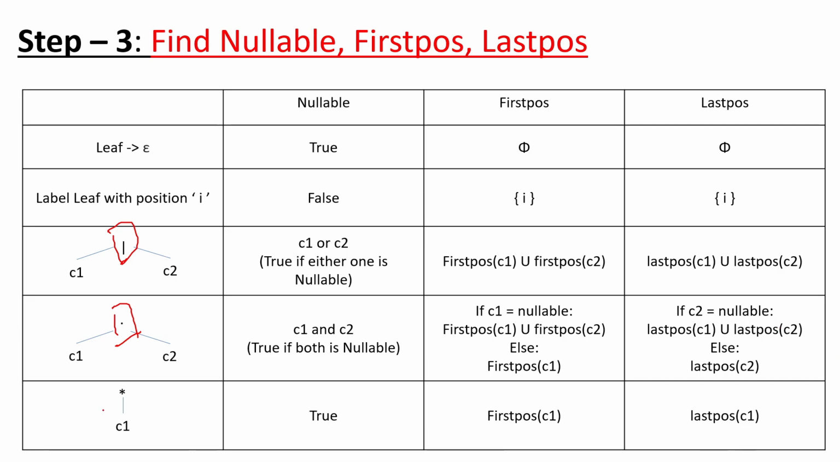And if there is a star condition, then we're going to say it is by default nullable, and its first pos is first pos of C1, because there is only one child, and last pos is last pos of C1, because it has only one child. So in general we understand how we can figure out the nullables, first pos and last pos. If you still have confusion, let's see the examples and find out.